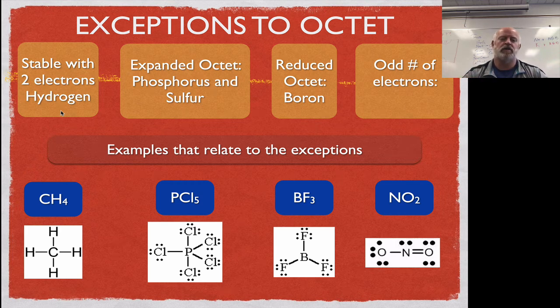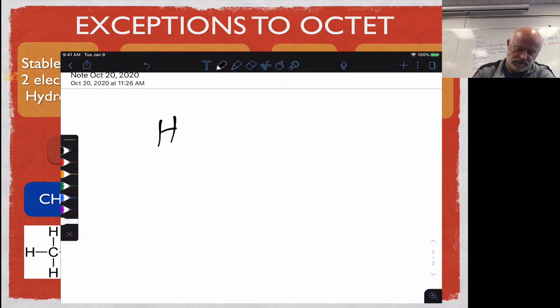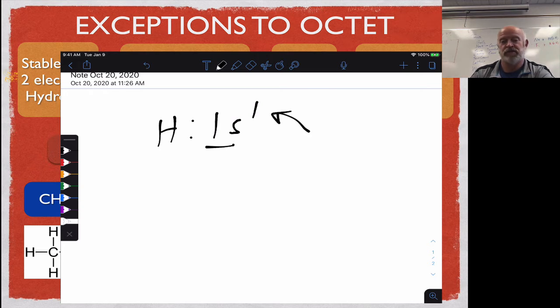And if we take a look at why that would be, well, first of all, if we take a look at hydrogen in terms of its electron configuration, hydrogen is a 1s1, okay? Which means it's only in the first energy level and there's only 1 electron available for that. So hydrogen, when it bonds, only starts with 1 electron.